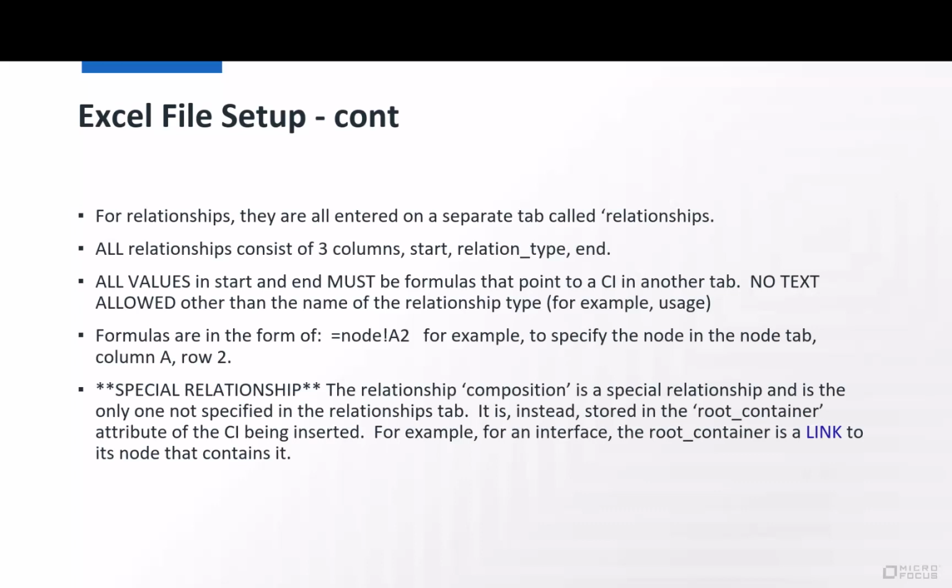Now there is a special relationship type, and that is a relationship of composition. That is not in the relationships tab. Instead, it's stored in a value called root_container, and that's an attribute of the CI type being inserted. For example, for an interface, the root container is a link to the node that contains it, and so that is also a formula.